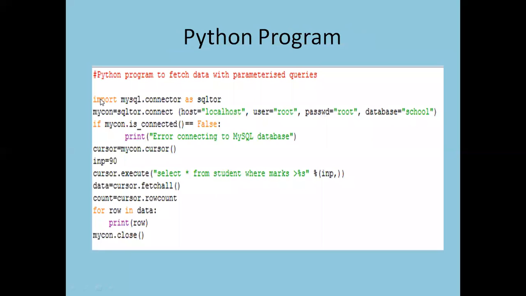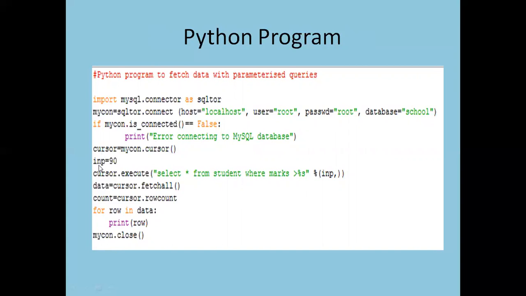So as already mentioned earlier, this is the Python program to fetch data with parameterized queries. Our first step is always to import our MySQL connector. Then we will establish the connection object, like in our previous example: mysql.connector.connect, then host, user, password, and database name we will mention. And if there's a problem, then this message will be printed out: error connecting to MySQL database. And we know that we have to set the instance of our cursor again. And this is the line for that.